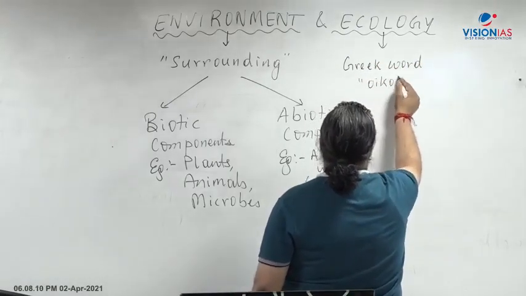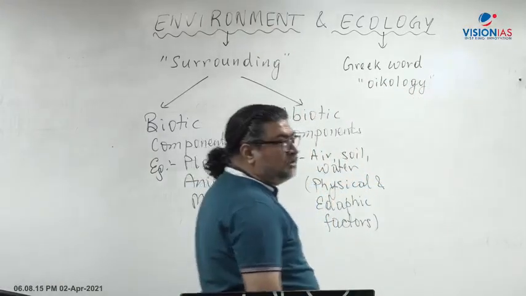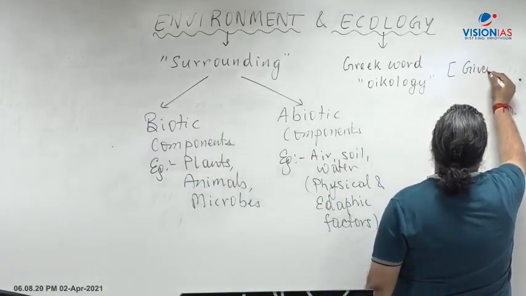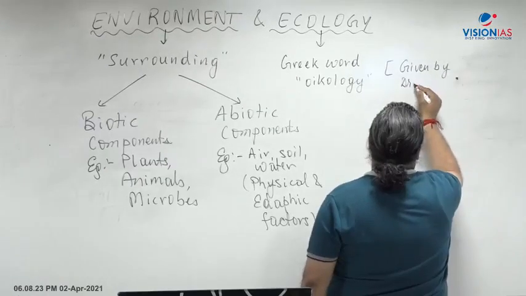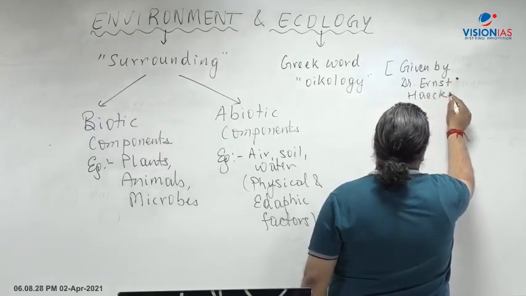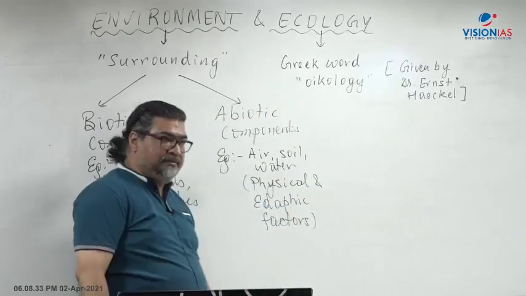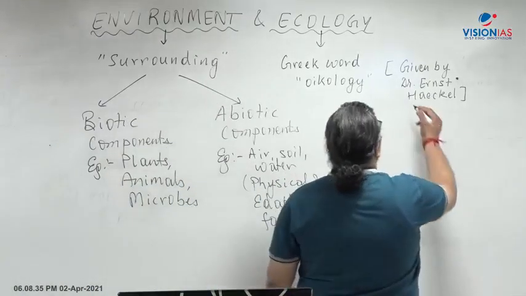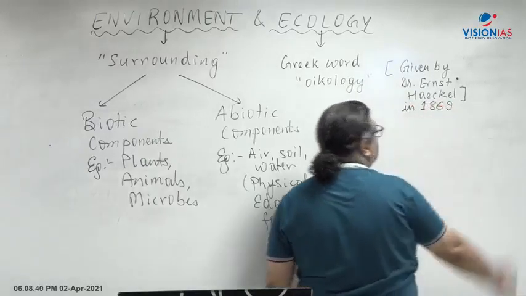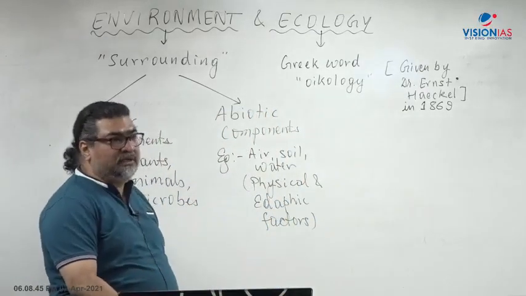Ecology is derived from the Greek word oikology. You will be aware of this word. This word oikology was given by a German scientist named Ernst Haeckel, in 1869, from where the word ecology has been derived.